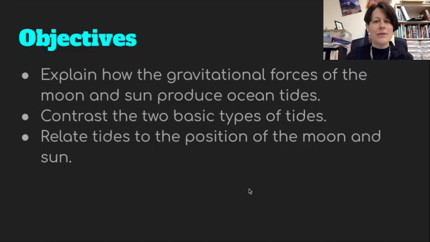Now, if you have ever been to the ocean or maybe even a very large lake like the Great Lakes, a beach there, you have noticed maybe that you put out your towel in a certain spot and maybe after a while the water was up to your towel. What was going on? Well, you have experienced high and low tides.